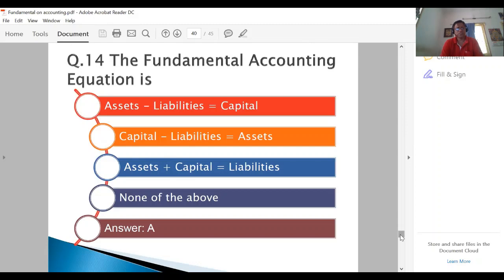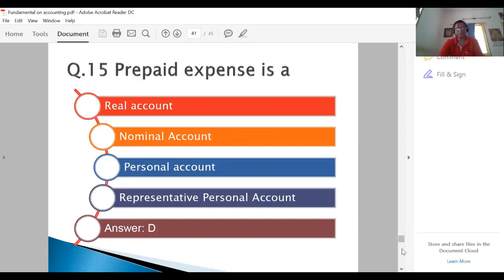The 14th question talks about the accounting equation. I have clearly defined that the accounting equation is also called the balance sheet equation, which balances: asset is equal to liabilities plus capital, or capital is equal to asset minus liability, right? Prepaid expenses is a representative personal account because it is receivable, right?